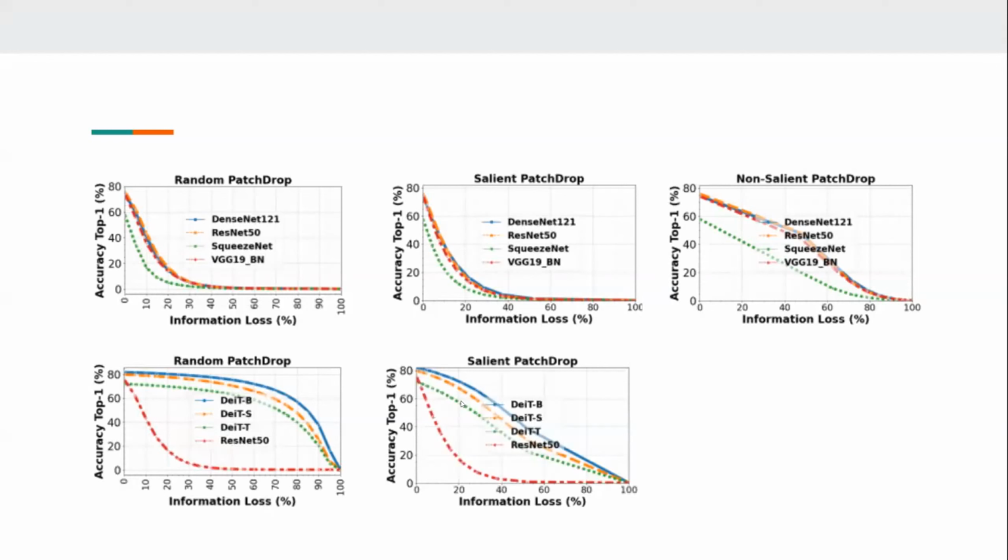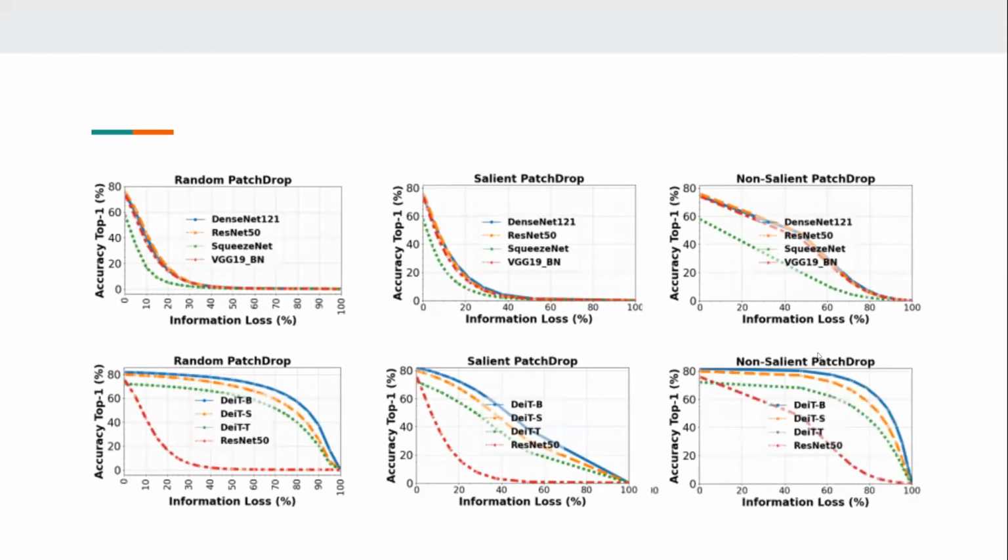For salient or foreground, we see that same kind of dip where it becomes a little less accurate because, again, that's the foreground part of the image being masked. And for background, we have the best accuracy curve because it's the background that's missing.